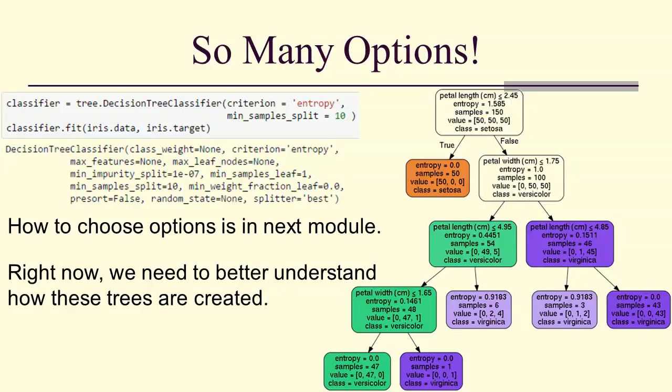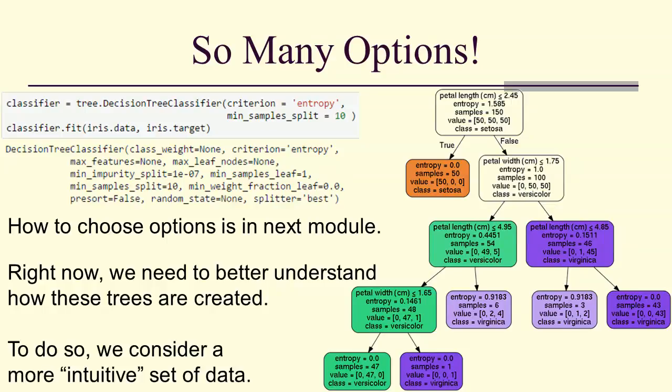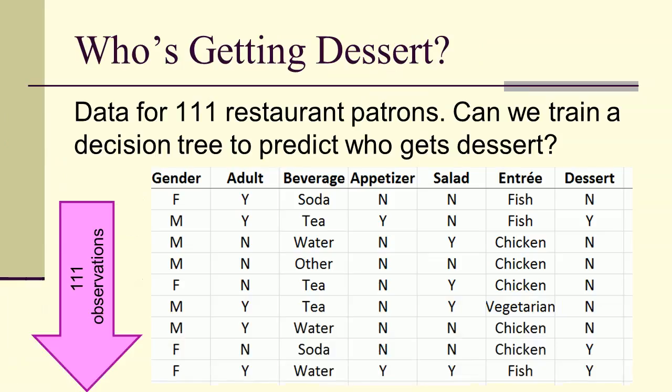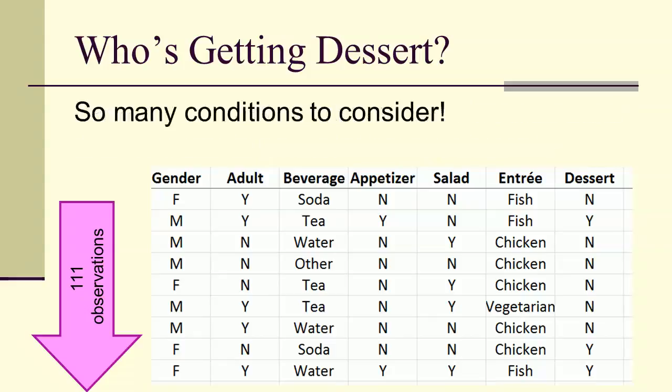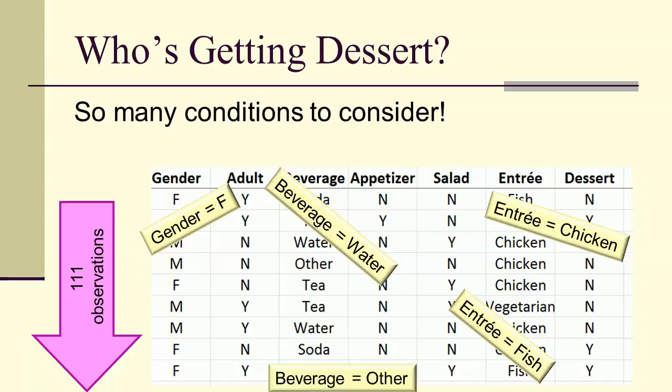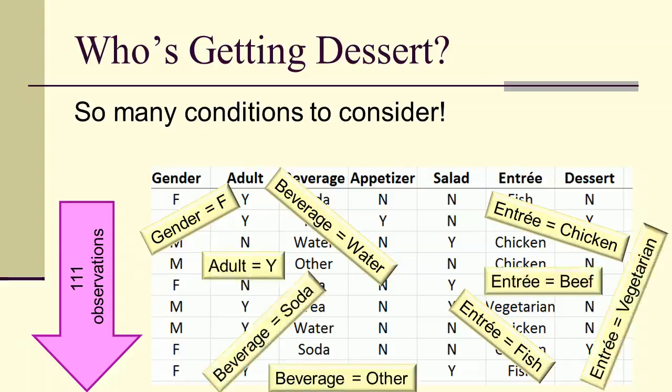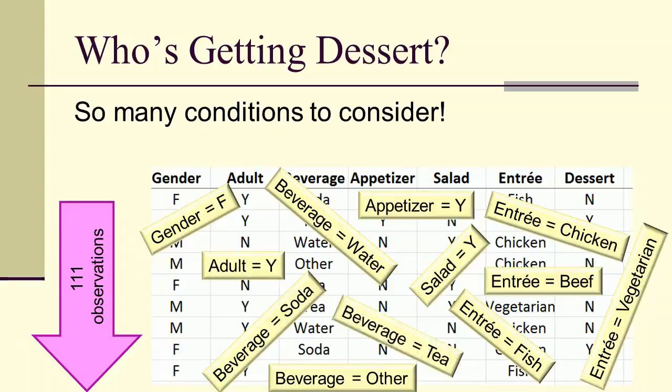So how to choose model options is in the next module. Right now, we're just going to focus on the trees. To do so, we need to consider a more intuitive set of data. The iris data is not necessarily something people are that familiar with, but everybody's familiar with getting dessert. So you've got 111 restaurant patrons. Can we train a decision tree to predict who's going to get dessert? There's a lot of conditions to consider. So what are they going to be drinking? What's their entree? Did they get an appetizer?